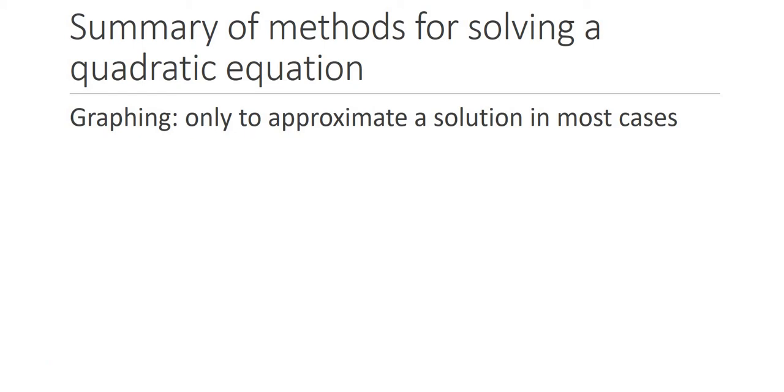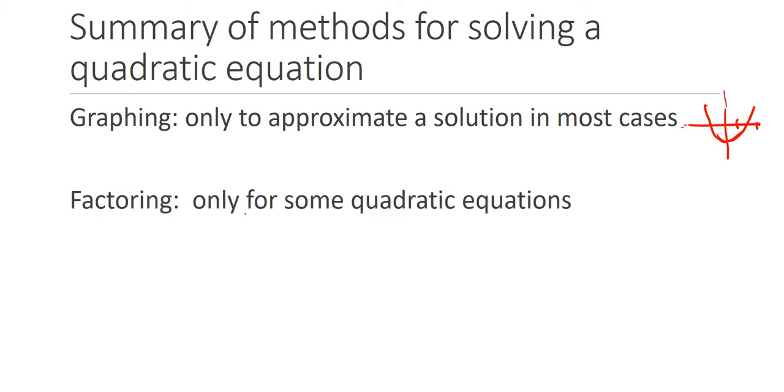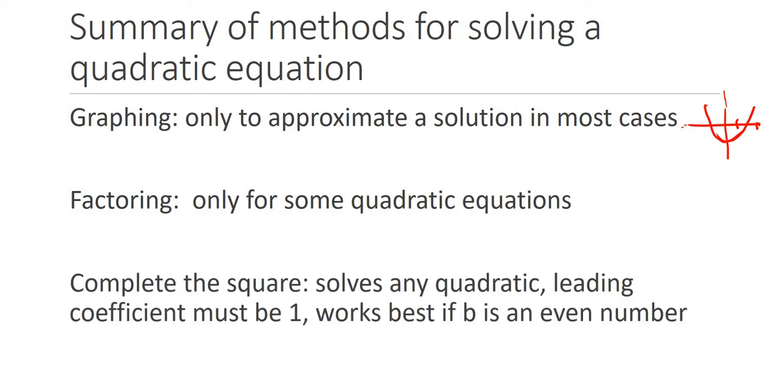Graphing. Graphing, we've said, is only to approximate a solution in most cases. Sometimes it can be accurate, but a lot of the time you can't tell for sure where the graph crosses the x-axis. It might be in between two numbers, so we can't tell for sure. Factoring only works for some quadratic equations. If there are no factors, if the quadratic is prime, we cannot solve it using factoring.